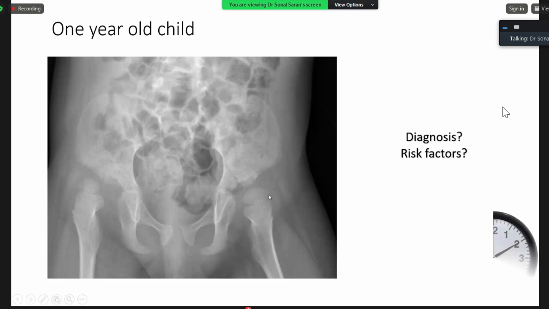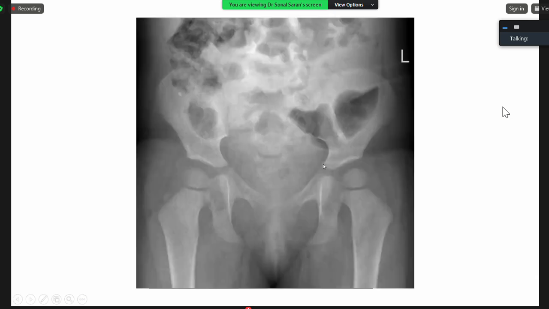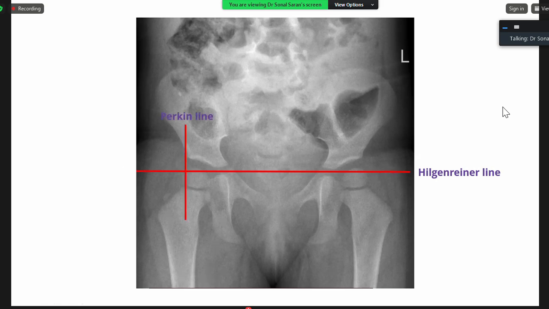We're going to talk about some lines and angles over here, which are important when we evaluate a radiograph of DDH. So we have the Hilgenreiner line, which goes through and connects the triradiate cartilages, so a horizontal line. And we have the Perkin line, which transects the lateral edge of the acetabulum and is perpendicular to the first line. Then we have the Shenton line, which goes all along the medial part of the neck of the femur and the inferior margin of the superior pubic ramus.